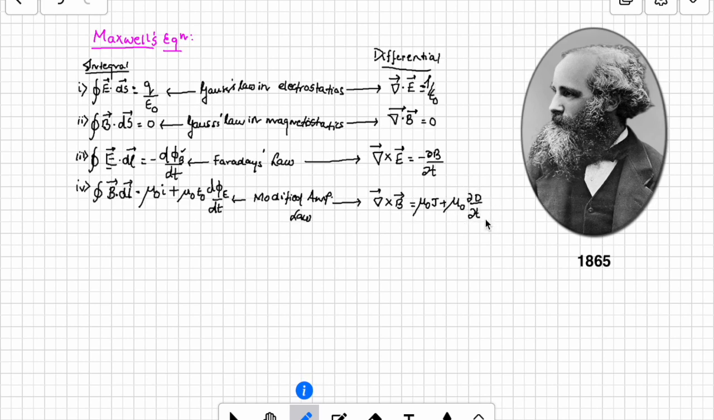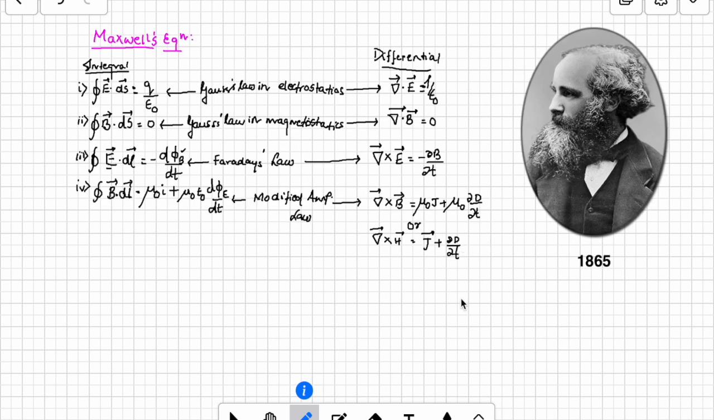Okay, so we have seen the expression and how exactly we get this. We can either write it down like this, or we can also write it down like this: del cross H is equal to J bar plus del D del T. You should not get confused here, because it's simple.